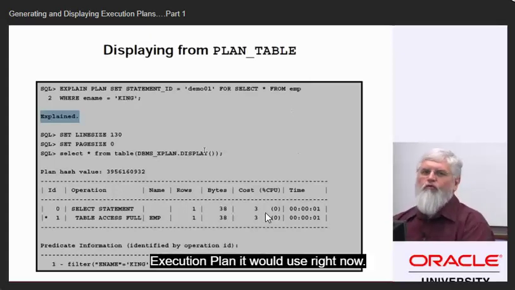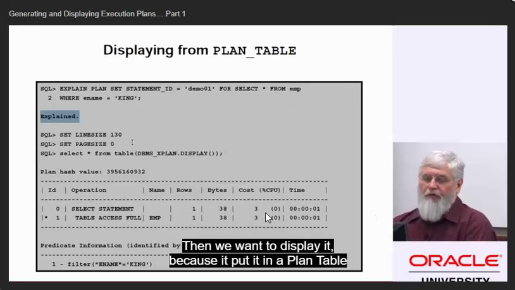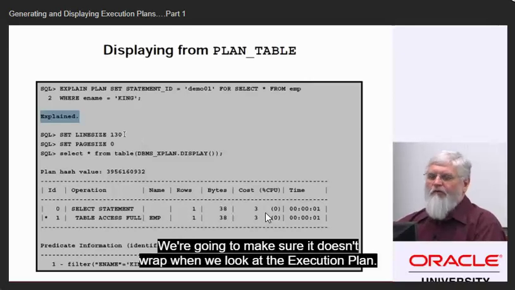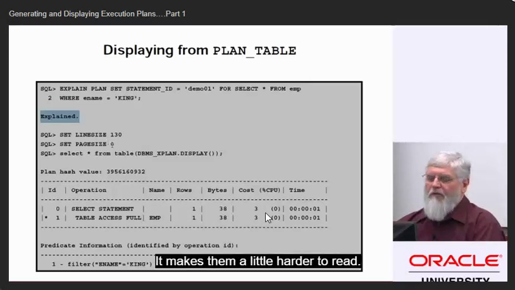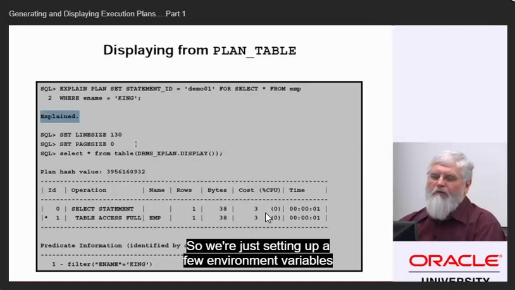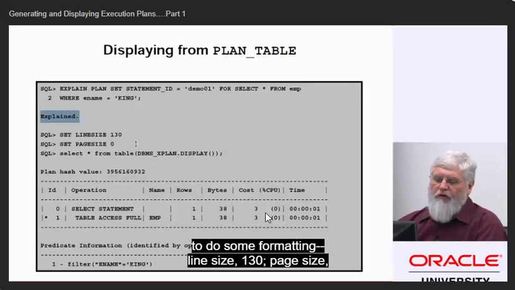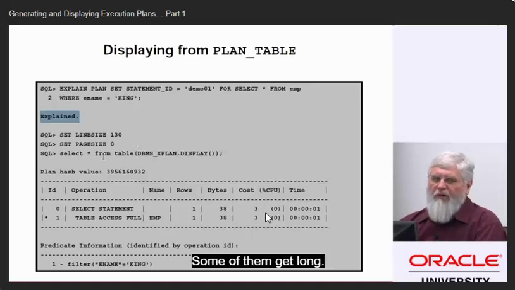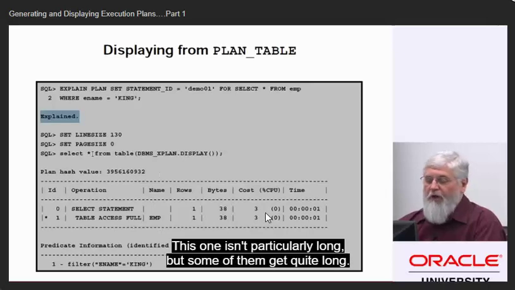We're going to make sure it doesn't wrap when we look at the execution plan. It makes them a little harder to read. So we're just setting up a few environment variables to do some formatting. Line size 130, page size 0, so we don't get any page breaks. Some of them get long. This one isn't particularly long, but some of them get quite long. And then we just call DBMS_XPLAN.DISPLAY. Technically, it's a table function, so you can use the table function on it, and then you can just form it in a query.